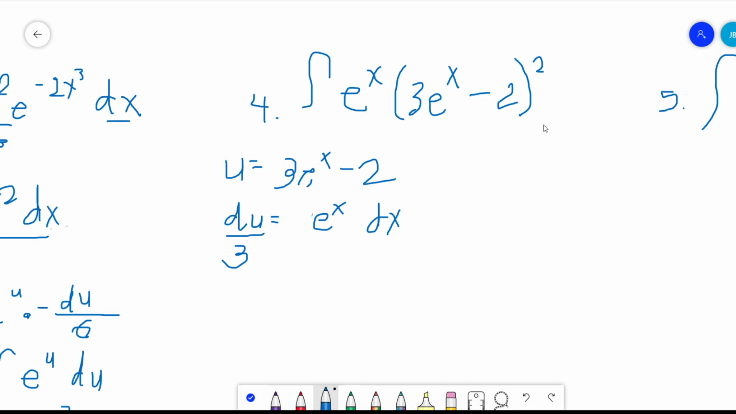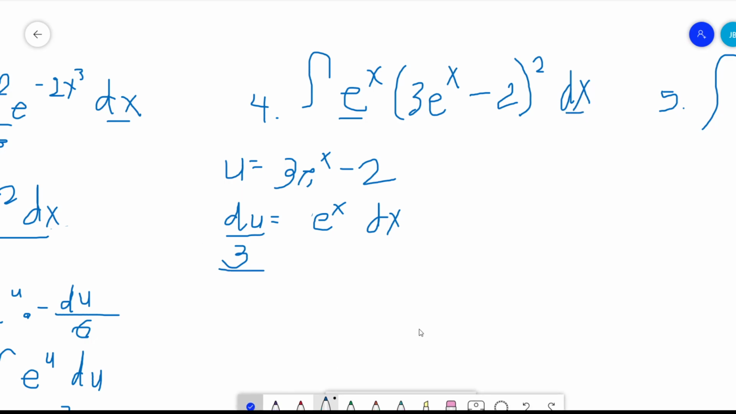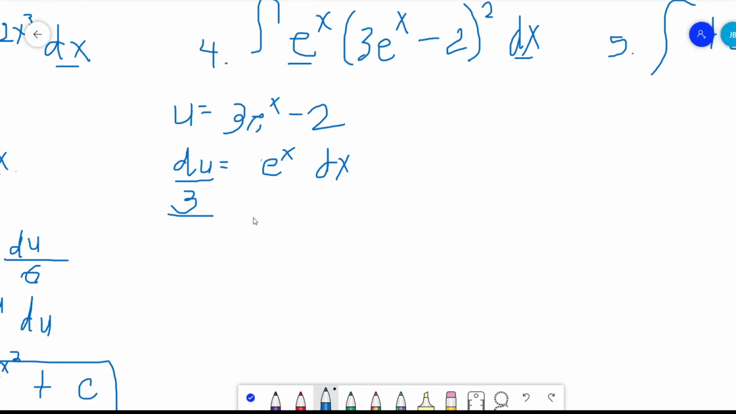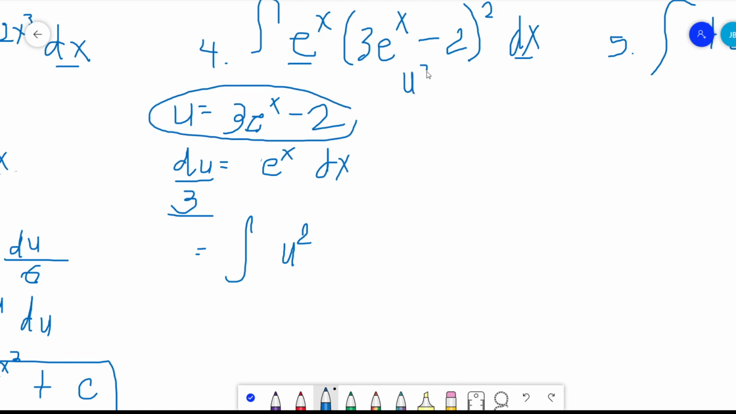So your e^x dx will be equivalent to du over 3. Oops, we forgot the dx sign here. So take note, class, that e^x dx is equivalent to du over 3. Yes, that is correct. So change back in terms of u. So 3e^x minus 2, that is u, so that's u squared. Then e^x dx is equivalent to du over 3. Okay, therefore that's u squared du over 3.